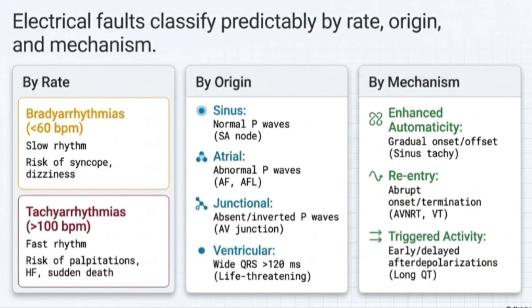By mechanism, enhanced automaticity has gradual onset and offset, for example, sinus tachycardia. Re-entry has abrupt onset and termination, like AVRT and VT. And triggered activity is from early or delayed afterdepolarizations, like in long QT syndrome and idiopathic ventricular tachycardias.